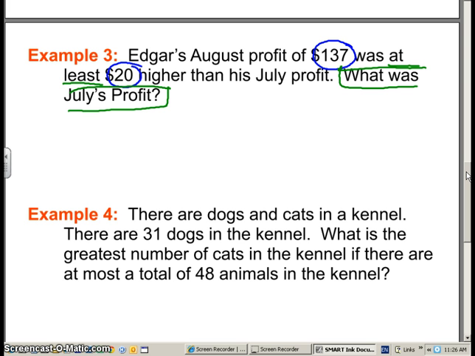What are we solving for? July. We're solving for July's profit. What's a good variable for July? J. Okay, so we have J here. Again, variables are always lowercase. What are we going to do to J? We have July's profit.